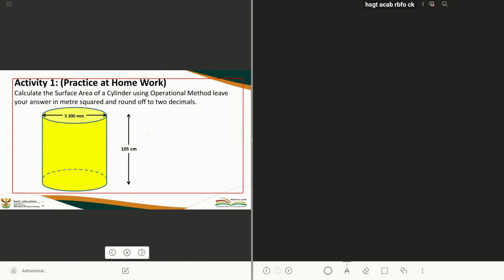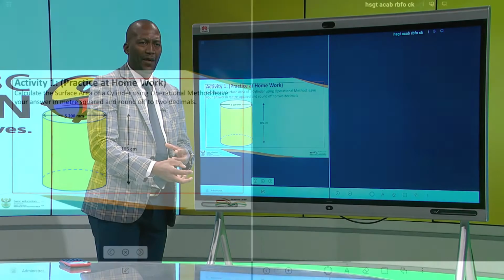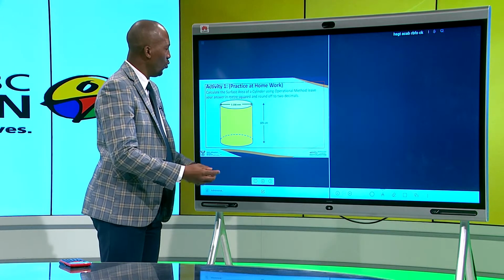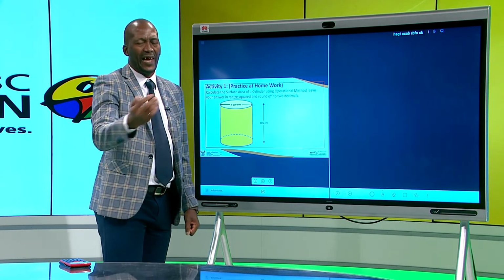There's some homework. Activity number 1. Calculate the surface area using the operational method. Try to get a container or a page and make it a cylinder. Leave your answer in squared meters and round it off to 2 decimal places. When you are doing the operational method, you need to show the practicality.